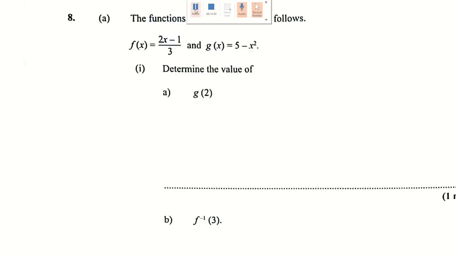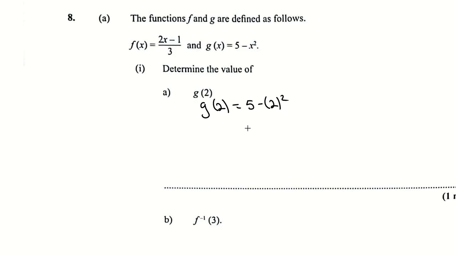So let's do this first one. G of x would be, you might go on now, Celia. That's okay, that's okay. G of 2 is equal to 5 minus 2 to the power of 2, which is 5 minus 4, which is equal to 1.